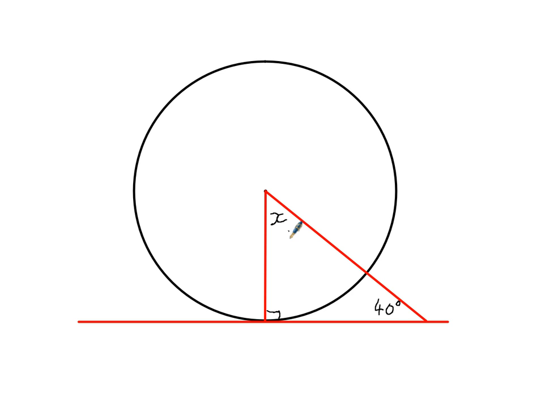In this case, we're going to work out angle X here, and we've been told that this angle at the base is 40 degrees. So we can use our knowledge of the angles in a triangle to know that there's 180 degrees total. We've used 90 here with the right angle and 40 here, which is a total of 130 degrees. So angle X must be 180 minus 130, which is 50 degrees. So X equals 50 degrees.